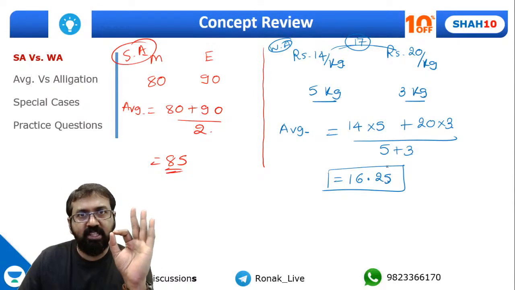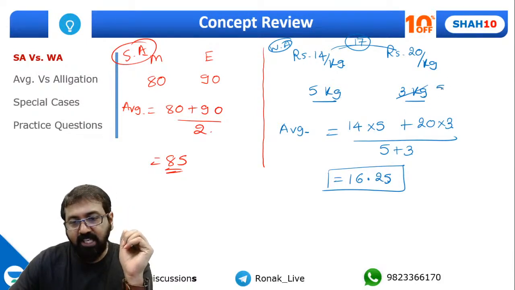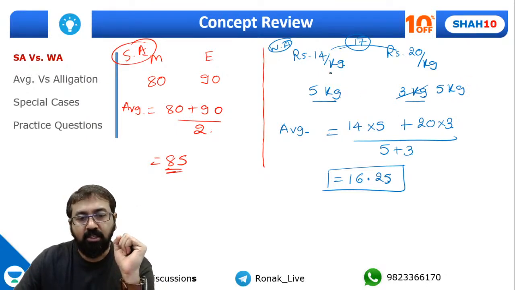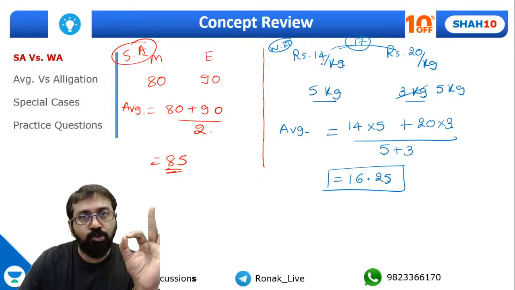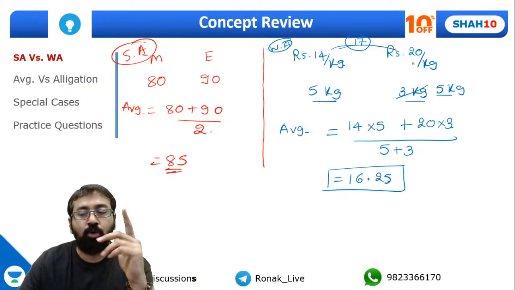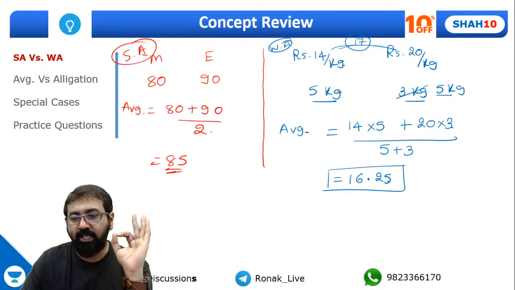Now observe one thing clearly over here, guys. Had you purchased 5 kg over here, what would have been the average? You purchased 5 kg of the first variety, and if you had purchased 5 kg of the second variety, what could have been the average? Just try for that and tell me what could have been the average. Please type your answer quickly.